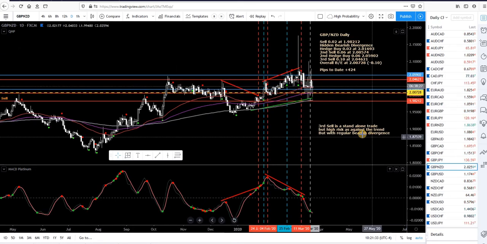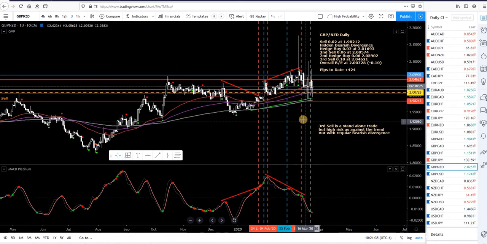Pound New Zealand. Now, I'm probably kicking myself a little bit here. This one is a bit of a mess. You can read my notes. I'm in a sell, hedge buy, second sell, hedge, second hedge buy, third sell, and we've had this bang, bang, bang through the break-even level. And today I was actually watching it. If it goes through that break-even level, I'm closing it out.